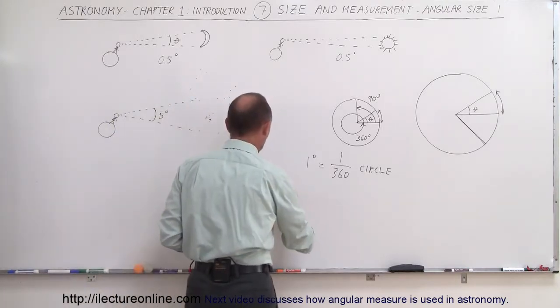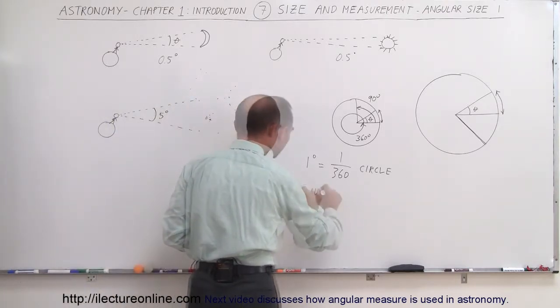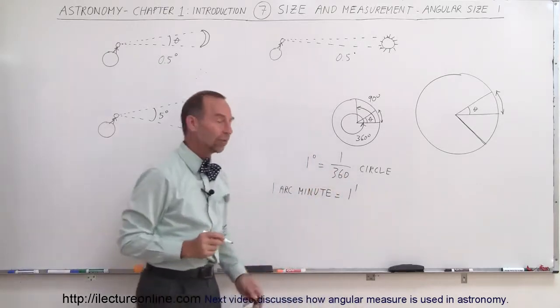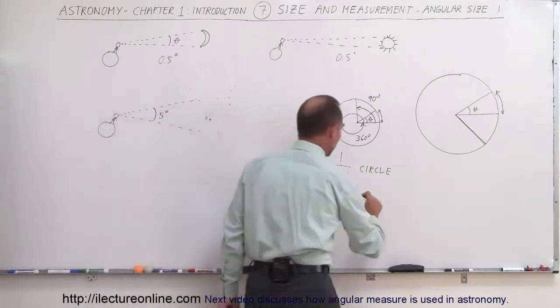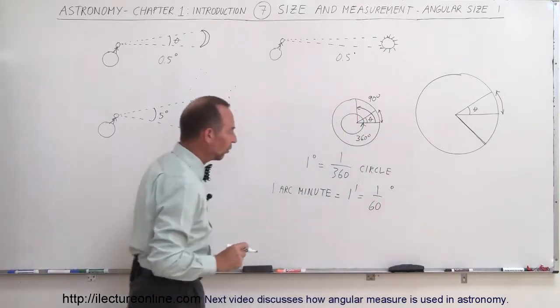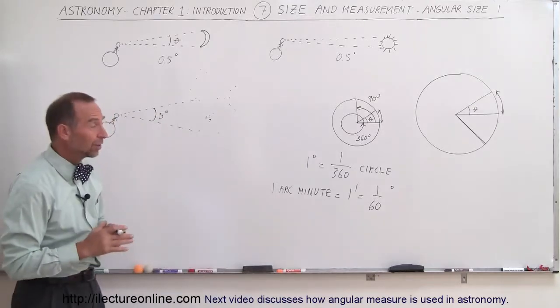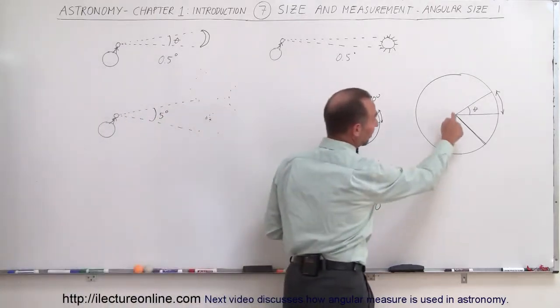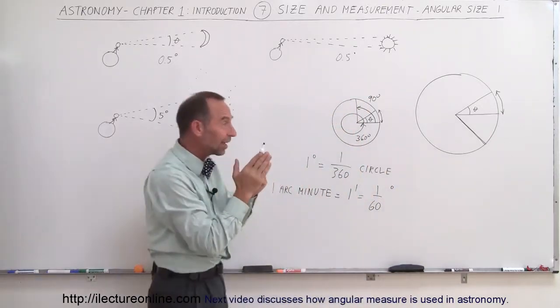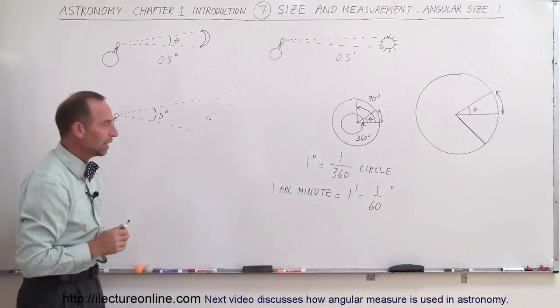For example, we have what we call 1 arc minute, which is equal to 1 with a single dash around it like that, which is equal to 1/60th of a degree. So there are 60 arc minutes in 1 degree. Imagine a small angular slice like this and chopping it up into 60 equal angles, and each one of those tiny little slices would be 1 arc minute.